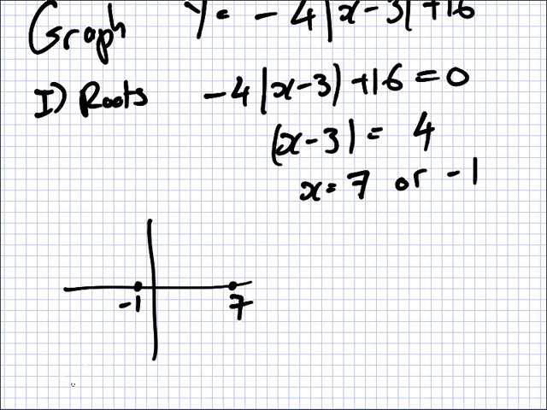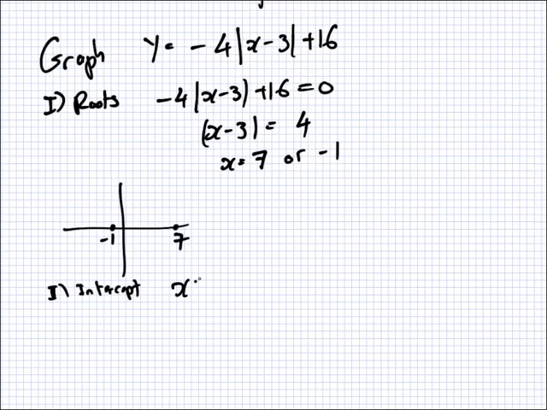Okay. Next you find the intercept. The intercept is when x is 0. So when x is 0, what's y? 4. Yeah. X equals 0, y equals 4. And then lastly, you find the vertex.